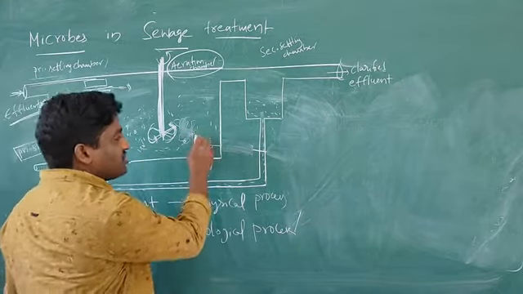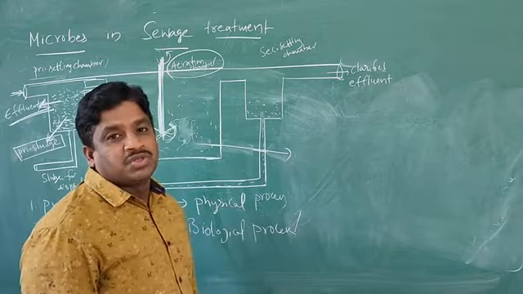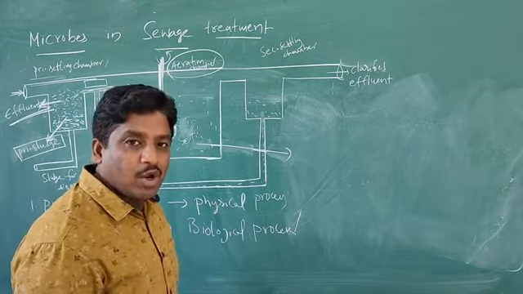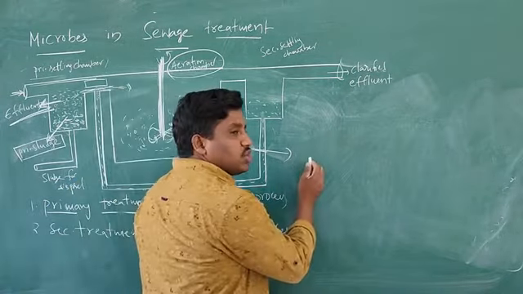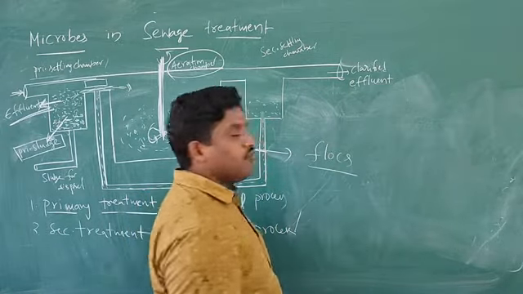Here in this aeration tank, there is vigorous growth of aerobic microbes. This vigorous growth of aerobic microbes we call flocs.